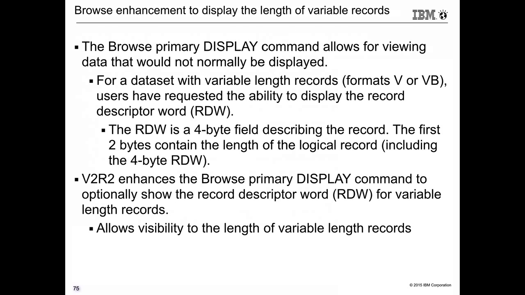Okay, this was also a customer requirement, which is the ability to display the record descriptor word in browse mode, because in doing so, the first 2 bytes of the RDW give you the length of the record for variable B and VB data sets. And so that gives you a way to see the length of each record by the fact that you can see the RDW.